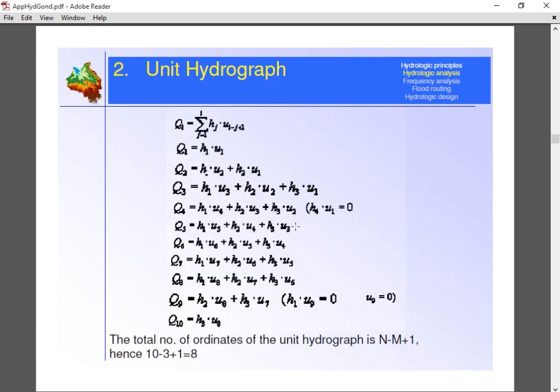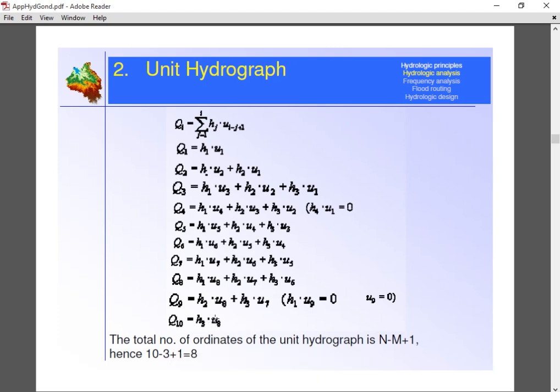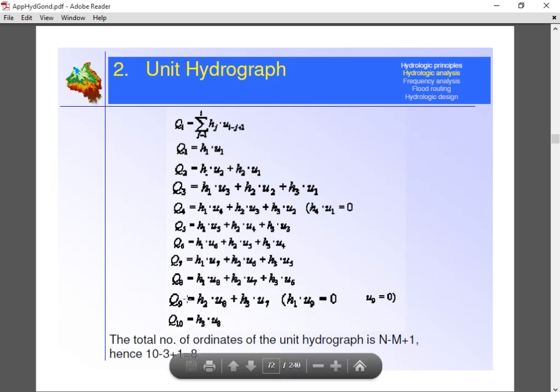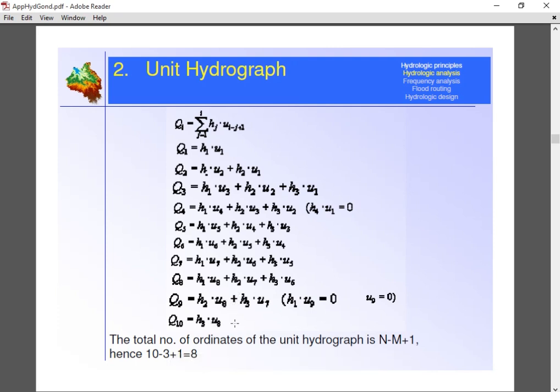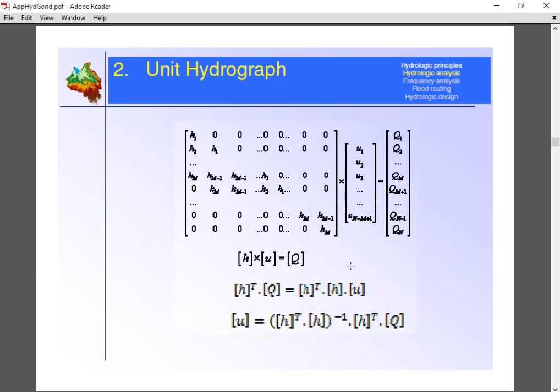That means we can start from Q10, from which you can get U8 first, then proceed back to Q9 and substitute the value of U8 there. So we can get the remaining unknown values, U7 and the like. That is why this backward substitution is also suggested. You can use those methods, but the most applicable method here is the matrix method.